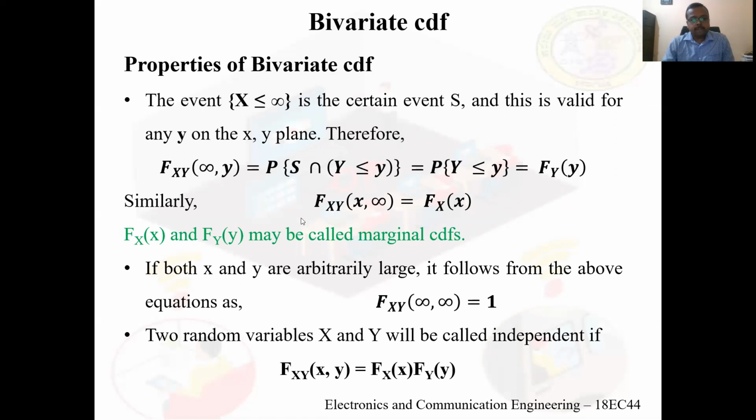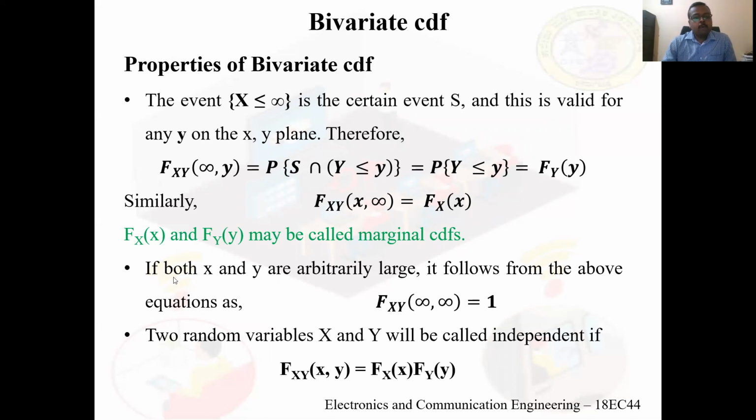Now, similarly, if Y is less than or equal to infinity, this bivariate CDF is reduced to F_XY(x, infinity), which will be reduced to F_X(x), the CDF for the single random variable X. Now, F_X(x) and F_Y(y) are called the marginal CDFs.